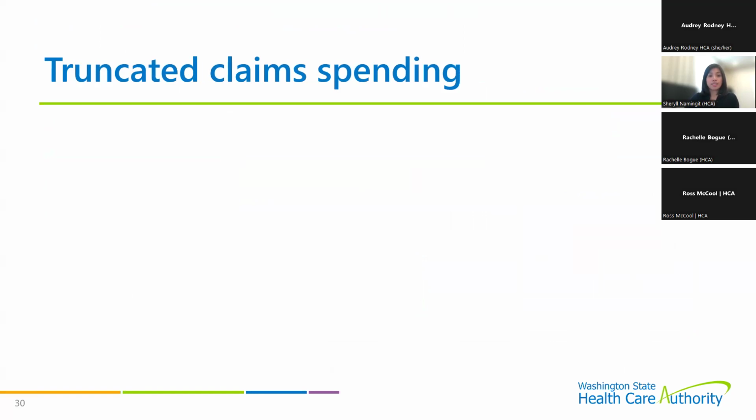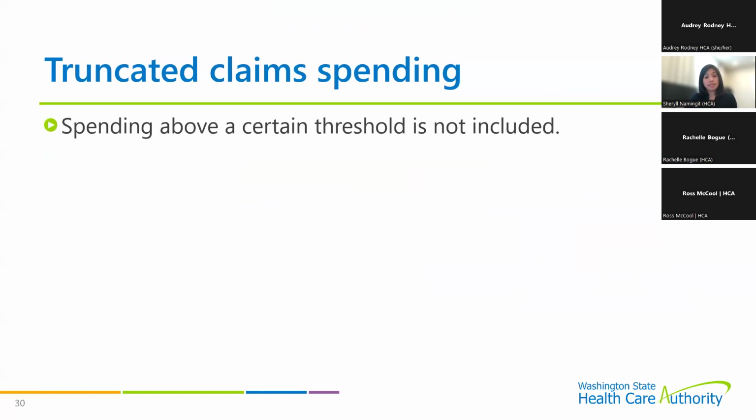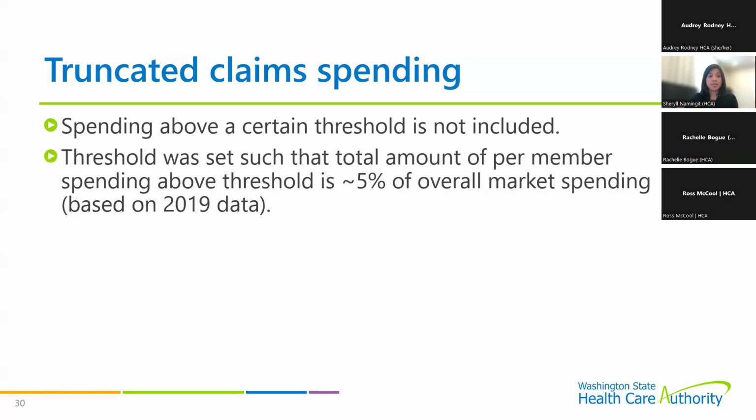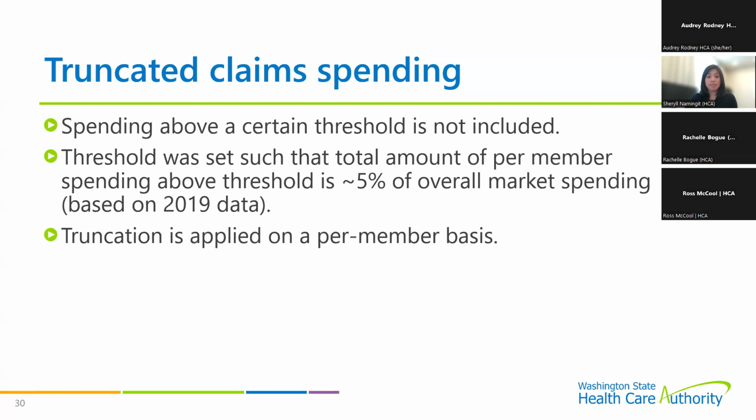So truncated claims spending means that not all spending is going to be included. Specifically, some spending above a certain threshold is not included. The threshold is different across different insurance categories and was set such that the total amount of all per member spending above the threshold is about 5% of overall market spending based on 2019 data. And truncation is done on a per member basis.